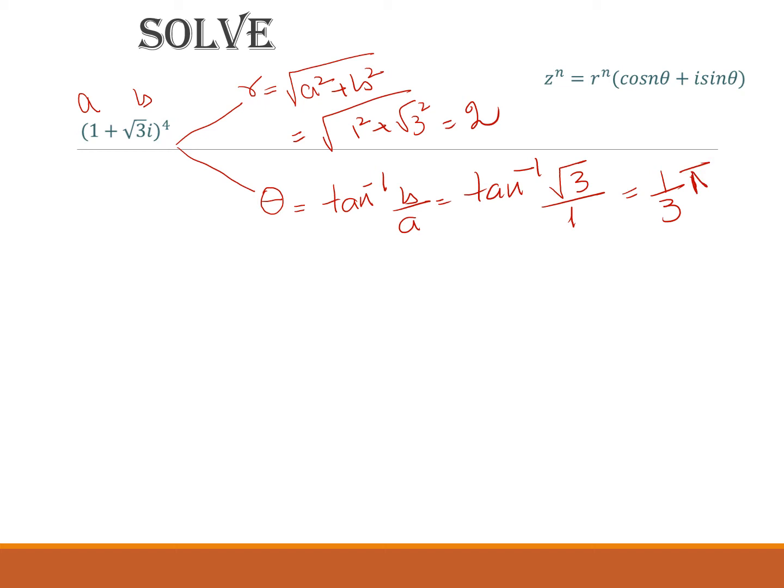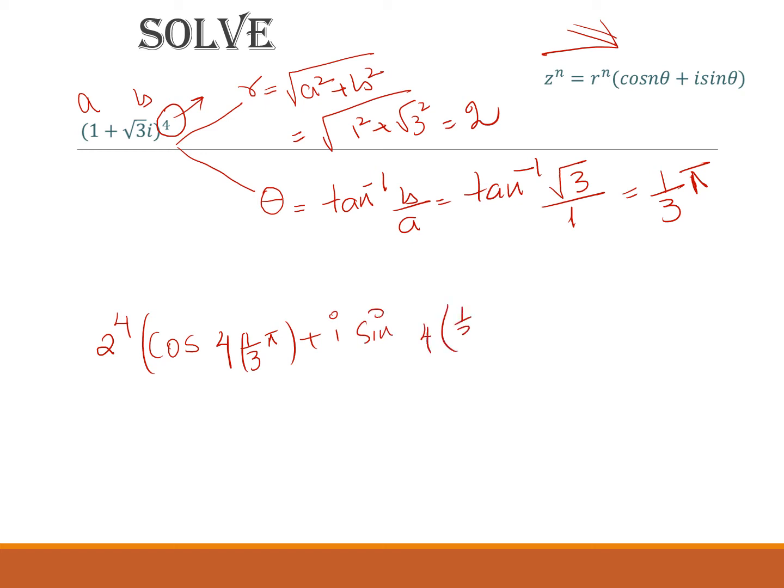Now after this we have to put all of these things into de Moivre's theorem. So here r to the power n: r is 2, and n, the power, is 4. Cos nθ means cos of 4 times θ, where θ is π/3, plus i sin of 4 times π/3.